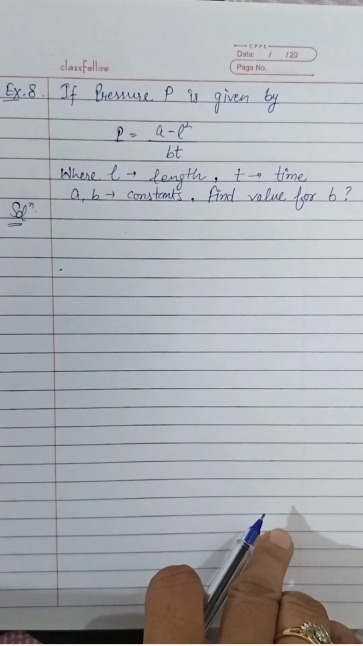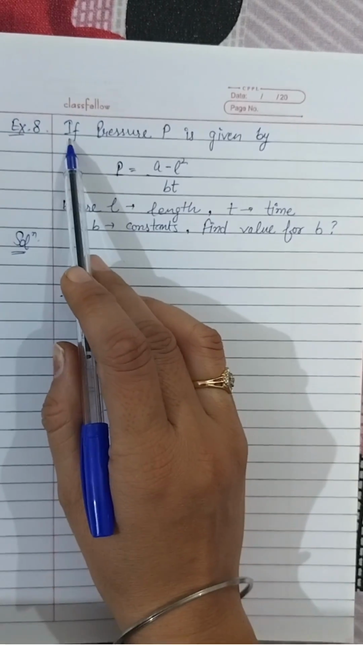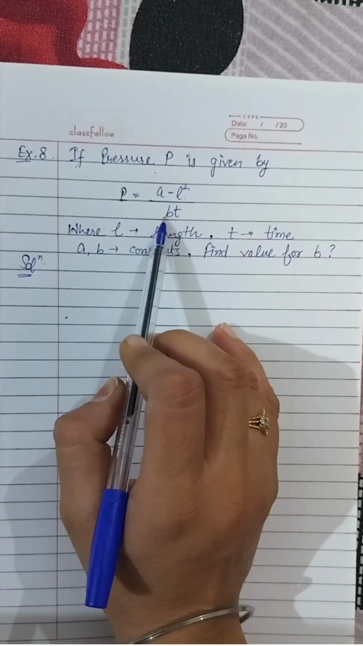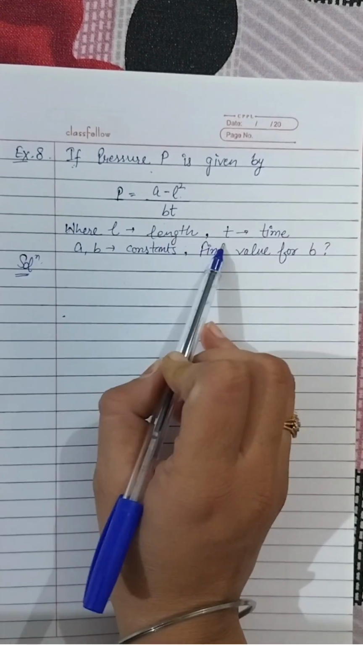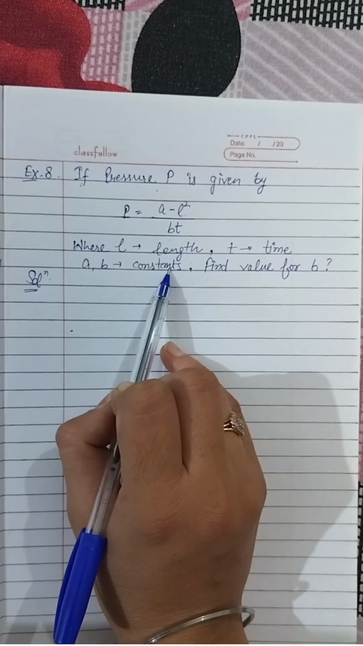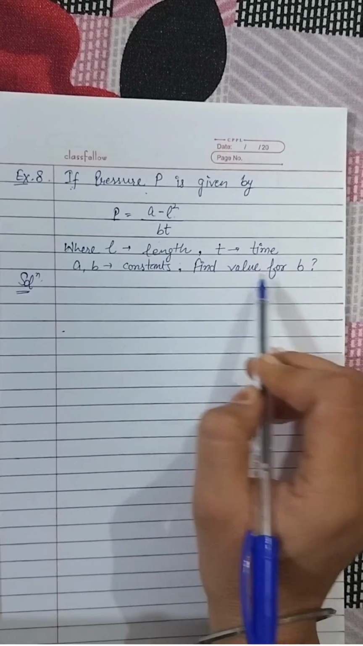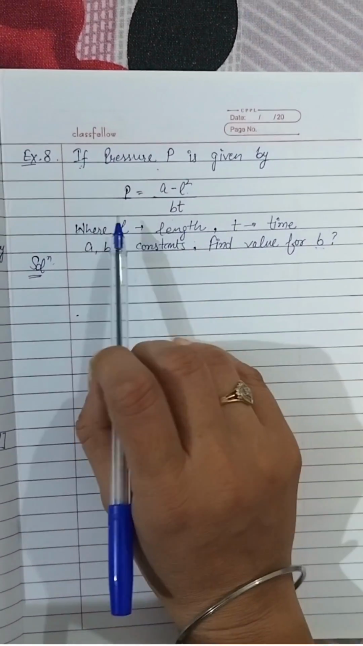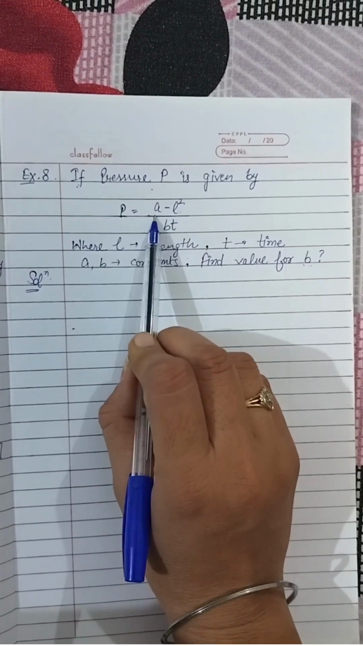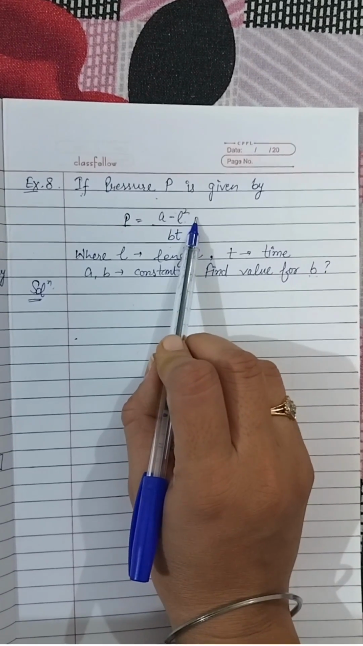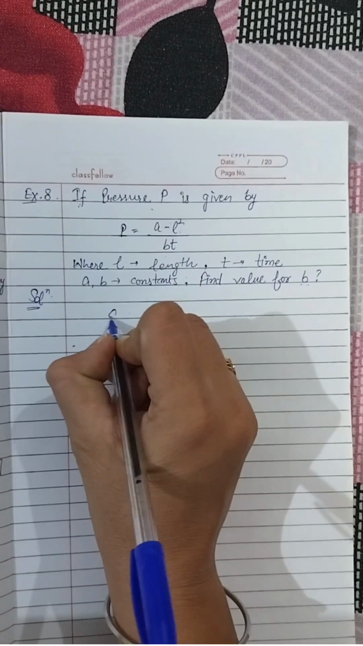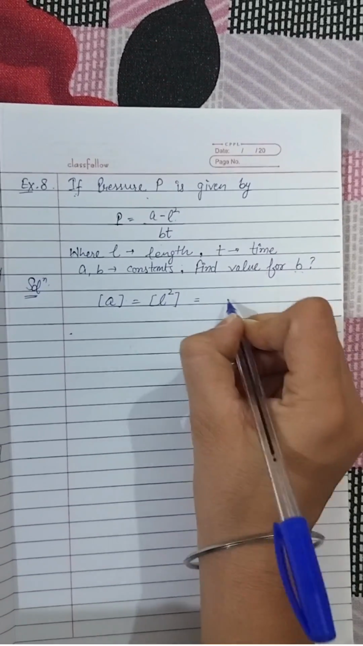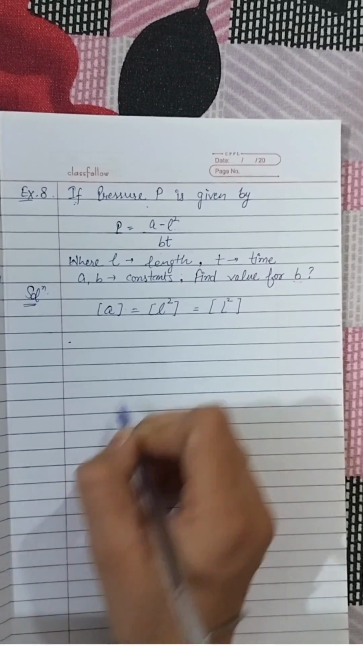Example number 8. We now discuss the next one: if pressure P is given by P is equal to A minus L square by BT, where L is length, T is time, and A, B are constants, find out the dimensional formula for B. According to the principle of homogeneity, the dimension of A is equal to the dimension of L square. A is equal to L square, where L is length, so L power 2.